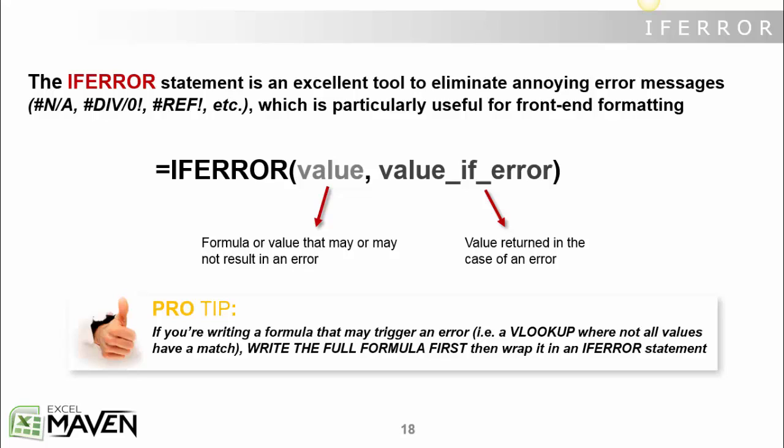So the syntax of the formula, again, is very simple, just two pieces. The value, which is the formula or value itself, that may or may not result in an error. And then the value if error. This is what will replace the default error symbol with whatever you choose. So again, the tip here is just write your full formula first, and then at the end, your last step will be to wrap it in an if-error statement.